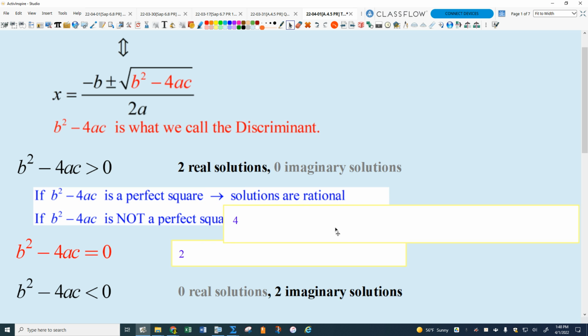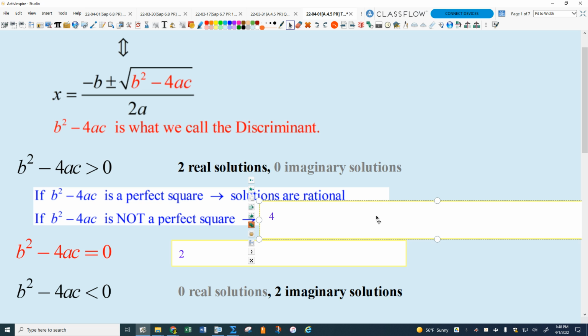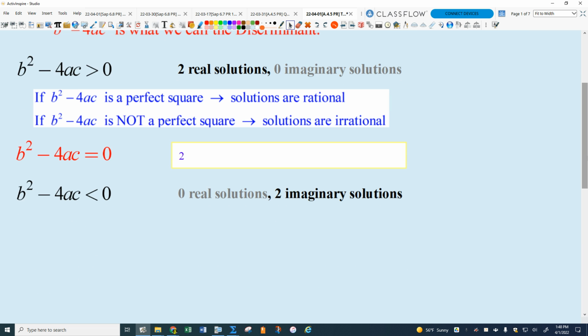What if the discriminant was real, but it was not a perfect square? Irrational. Okay, and then finally, what if the discriminant was exactly equal to 0? What happened then? Real. How many did I get that time? I only got one. Good. Only got one solution. It was real. And was it rational or irrational? It was rational.